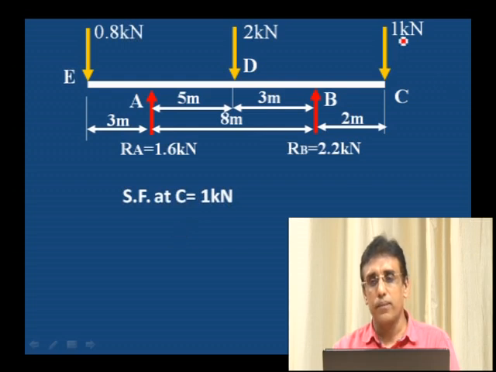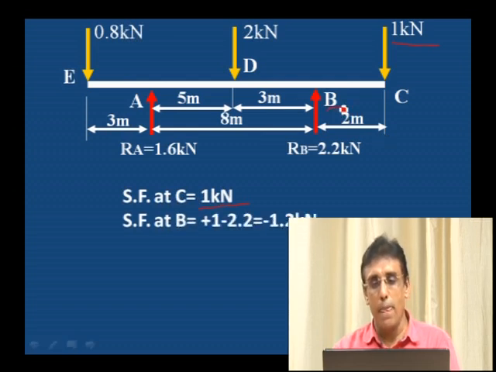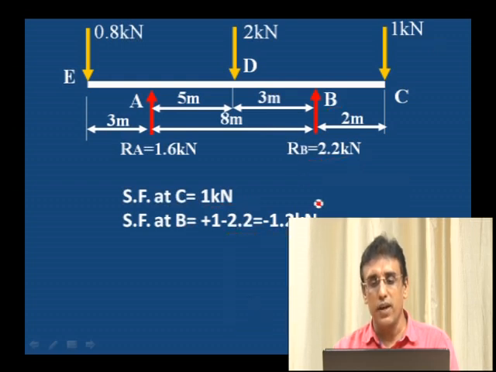Shear force at C, as usual, 1 kilonewton, which is downward, positive. Shear force at B, we have RB value minus 2.2 because upward, plus 1 previous value minus 2.2, which is minus 1.2 kilonewton is the shear force at B. When we are drawing the shear force, minus 1.2 downward, and then another 1 kilonewton balance. 2.2 minus 1.2 is 1 kilonewton, that should be upward. Total drop should be 2.2 kilonewton.